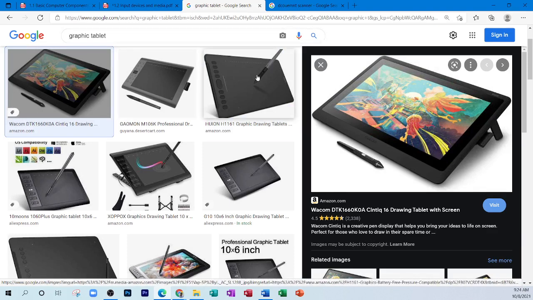Sir, does a flip computer count as a graphics tablet if you turn it into tablet mode? You can consider it, but it's still going to be considered a laptop because the main functionality of that device is a laptop, whereas the main functionality of this device on the screen is for drawing. But that doesn't mean you cannot use it basically for drawing. It's just going to fall under the category of what is its main functionality.